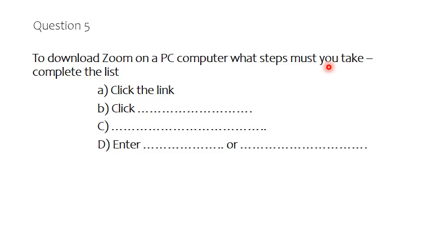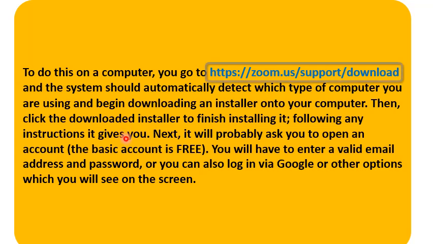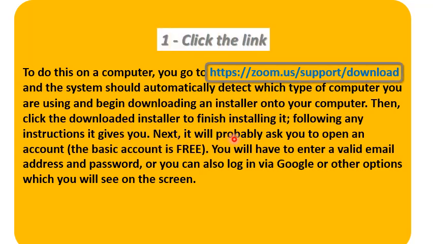The first one, A, has been done for us. It says click the link. The second one, the answer is going to begin with the word click. C is blank, the third step. And D begins with enter something or something. So let's take a look. Here were the instructions. And we can see that the first one that was done for us, here it is, you must go to this link. So you would click this link.